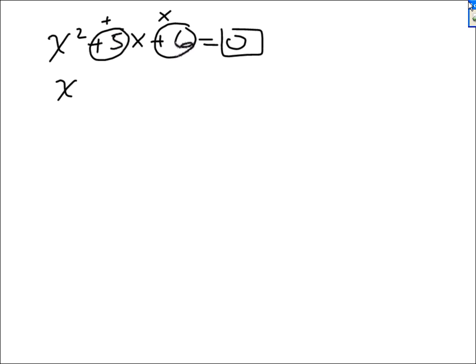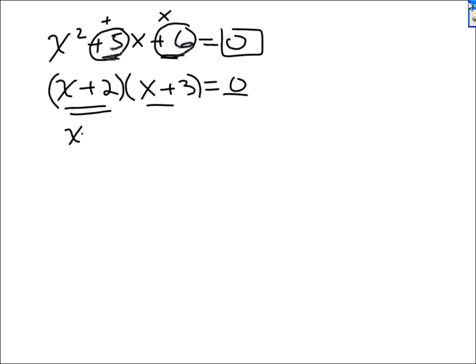The two numbers are 3 and 2. They add up to 5 and they multiply out to 6. So if this times that is 0, either this is 0, which happens when x is negative 2, or that's 0, which happens when x is negative 3.